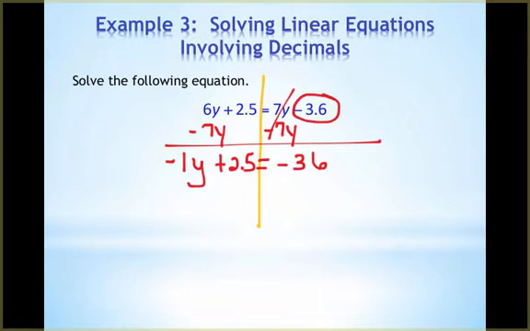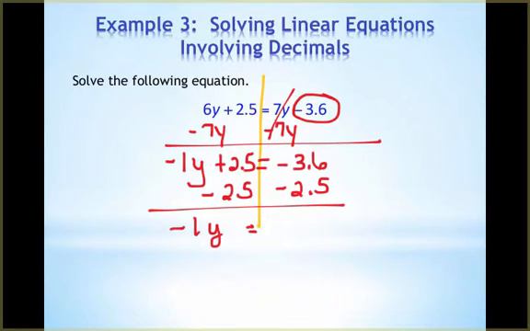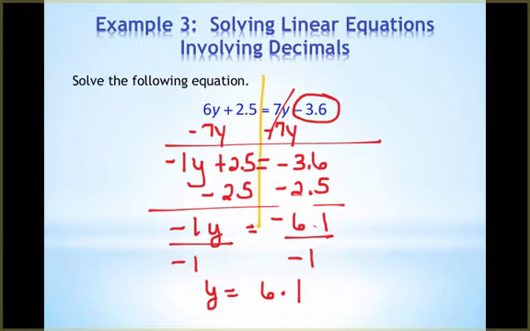Notice that there's a negative in front of your 3.6. Now we're going to subtract a 2.5. So I get negative 1y equals, well, negative 3.6 and negative 2.5 would be negative 6.1. Then we divide by negative 1, and y would be positive 6.1.